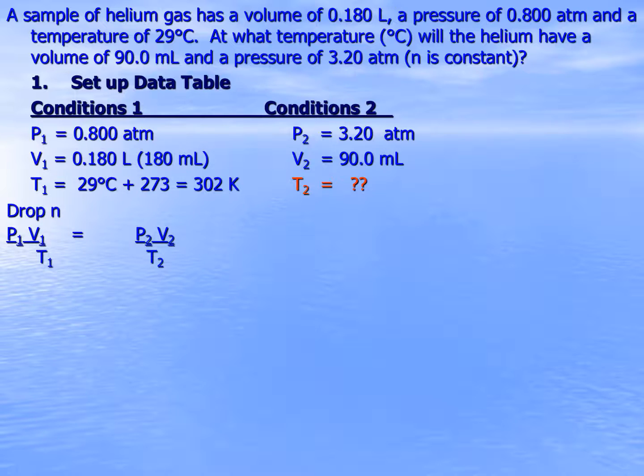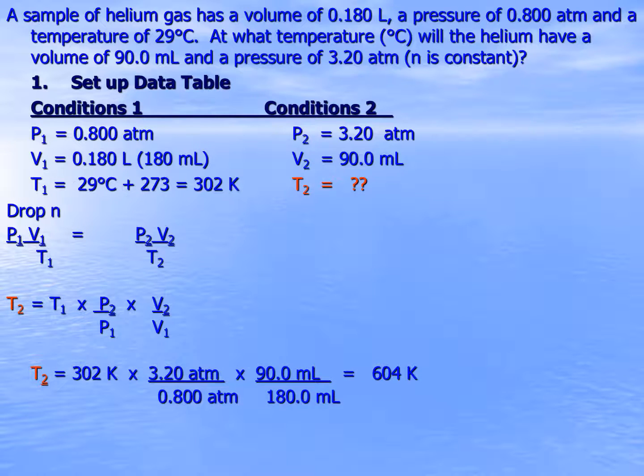V2 is 90 milliliters. T1 is 302 kelvins, changed from Celsius. If we drop into the combined gas law, we get P1 V1 over T1 equals P2 V2 over T2. Reorganize it: T2 should be 302 Kelvin times 3.2 atmospheres times 90 milliliters divided by 0.800 atmospheres and divided by 180 milliliters. Atmospheres cancel, milliliters cancel, and we end up with 604 Kelvin. Change it to Celsius: 604 minus 273 equals 331 degrees Celsius.